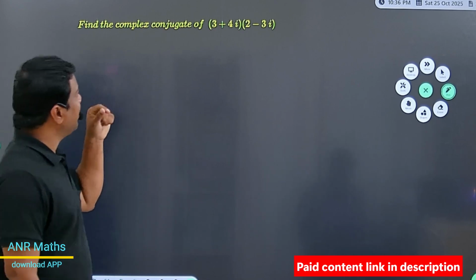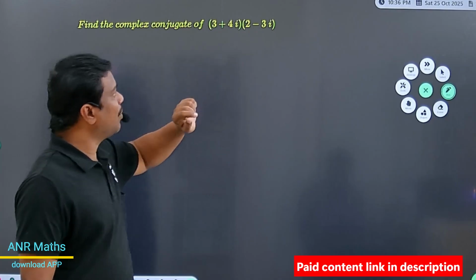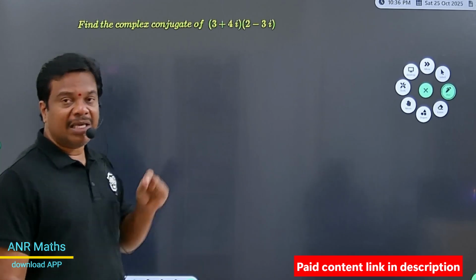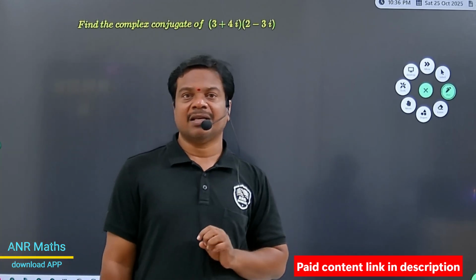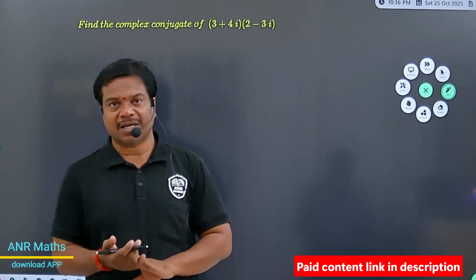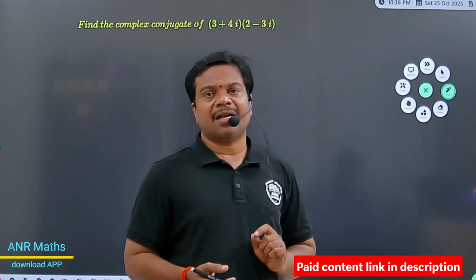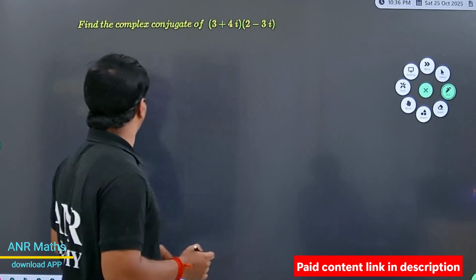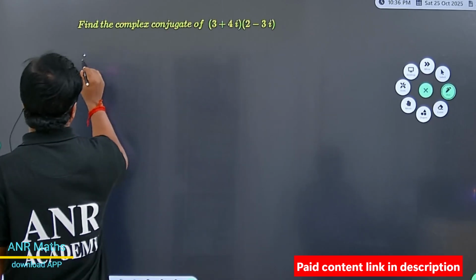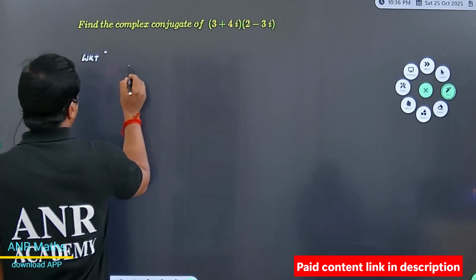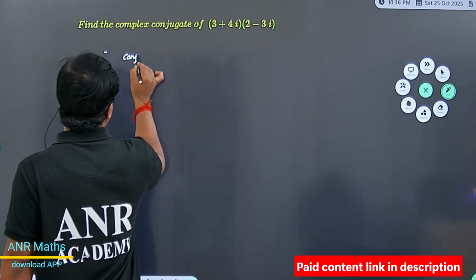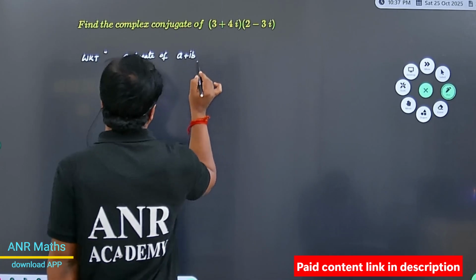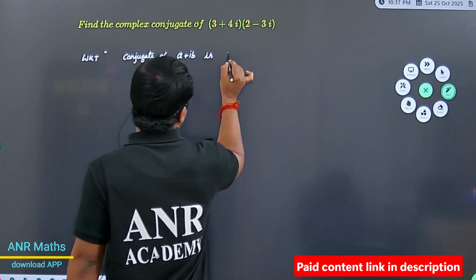Next question, find the complex conjugate of (3 plus 4i) into (2 minus 3i) is given. We know that if i is replaced by minus i, then we get the conjugate of the complex number. That is, if a complex number is of the form a plus ib, then its conjugate is written as a minus ib. Yes, we know that the conjugate of a plus ib is a minus ib.